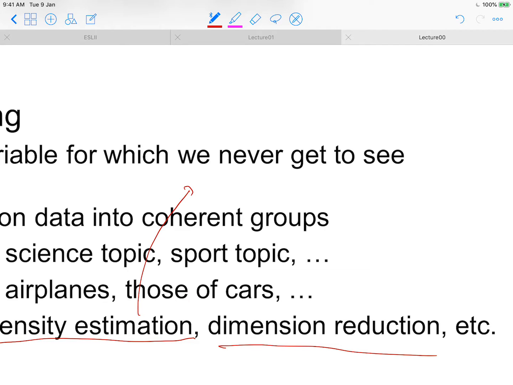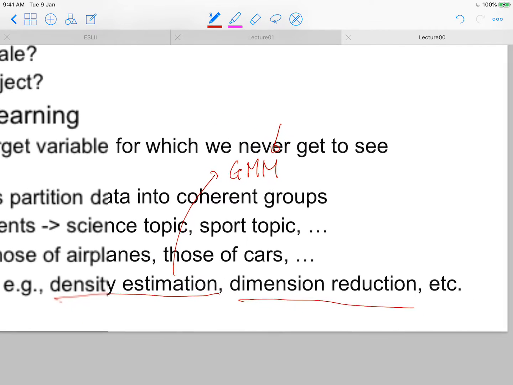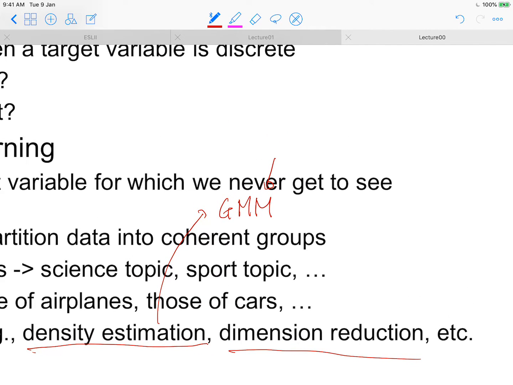In the case of density estimation, the most basic method is the Gaussian mixture model, right? Gaussian mixture model is a parametric model. But in the case of non-parametric models, another famous density estimation method is called kernel density estimation.